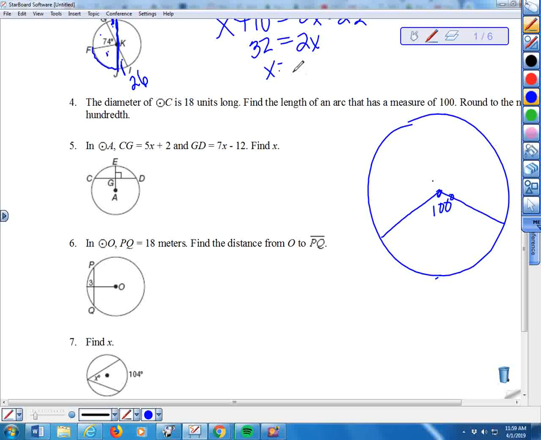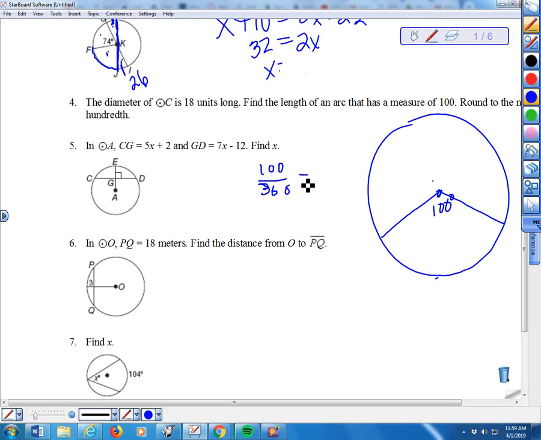So let's see if my marker's back. Yes. 100 over 360. Come on. Driving me crazy. I'm going to have to write with my mouse, which is going to be ugly. 100 over 360. Because that's the angles. Told you it was going to be ugly.